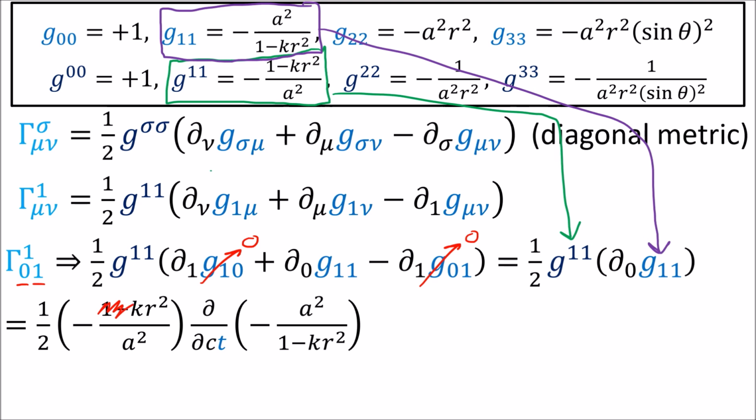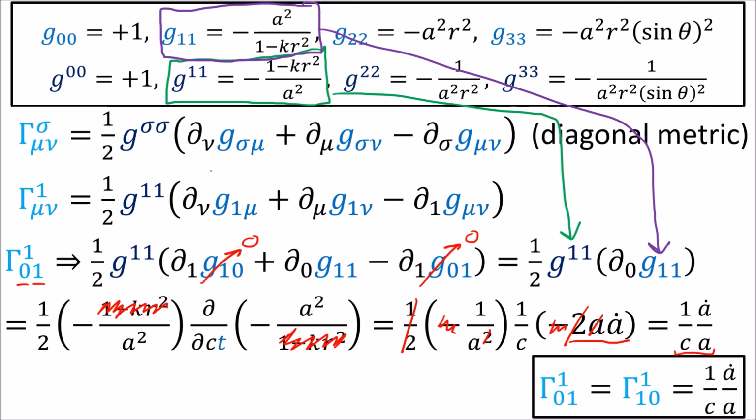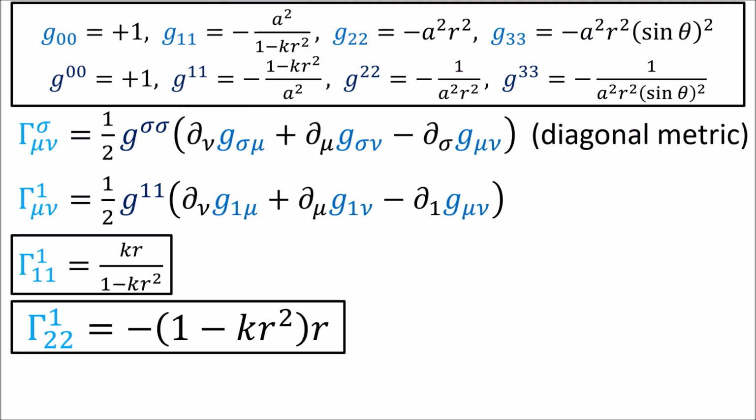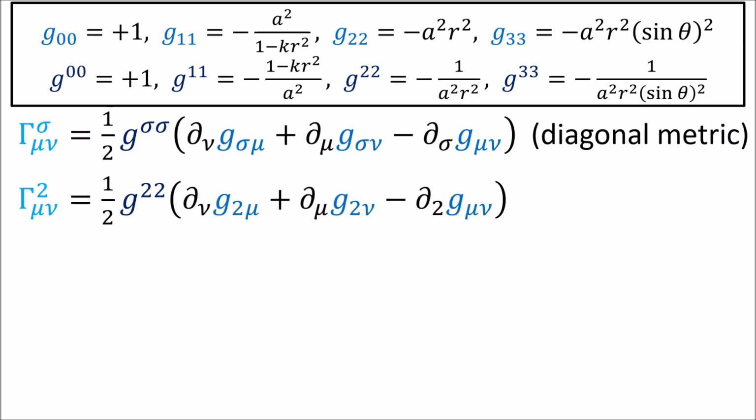The 1 minus kr squared factors cancel, and the derivative acts on a squared to give 2a dot. And canceling, we get 1 over c times a dot over a. And since the lower indices of the connection coefficients are symmetric, gamma 101 equals gamma 110. It turns out that all the other connection coefficients with a 1 on top go to 0. Next, let's look at the connection coefficients with 2 on top.